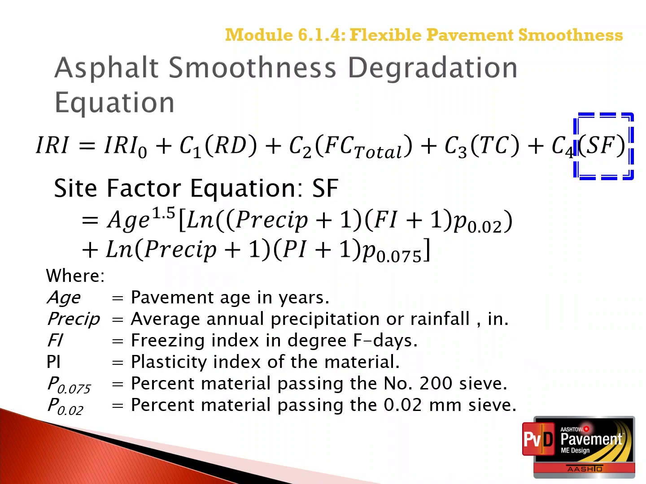The site factor variable of the smoothness regression equation is included on this slide. The independent variables of the site factor include age, the freezing index, the percent passing the 0.02 millimeter sieve, the average annual precipitation, the plasticity index of the subgrade soil, and the percent passing the number 200 sieve, or the 0.075 millimeter sieve.